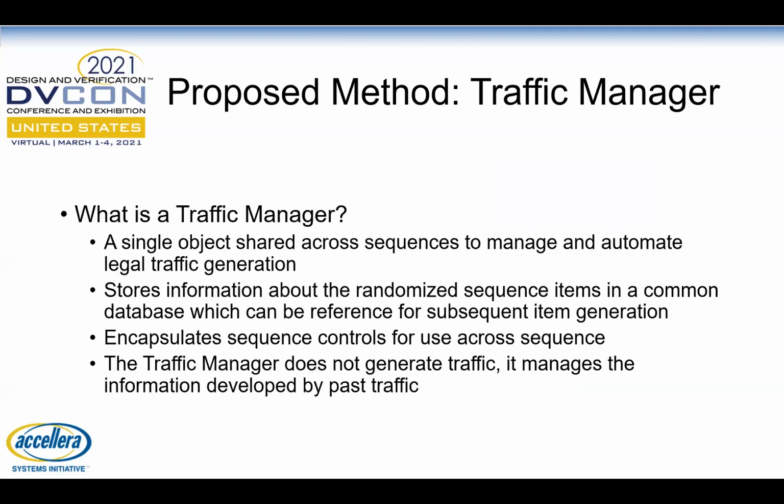This is where our proposed method of using a traffic manager comes in. What is a traffic manager? At its base, the traffic manager is a UVM object, which acts as a database to store any information that needs to be available to all the constraints for randomization, such as all the past transactions sent over each interface. This means that all the sequences will have access to this single shared traffic manager.